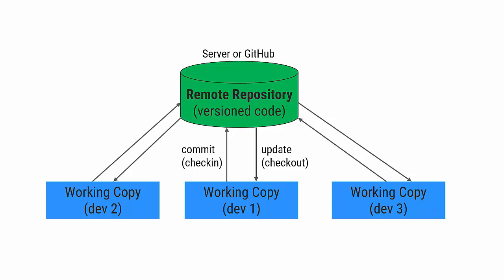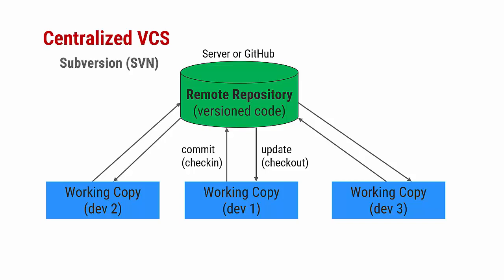So whenever you commit a code, a new version is created. All right. Now, this particular setup that we are seeing of VCS is called a centralized version control system, and Subversion, or SVN in short, is one example of this.